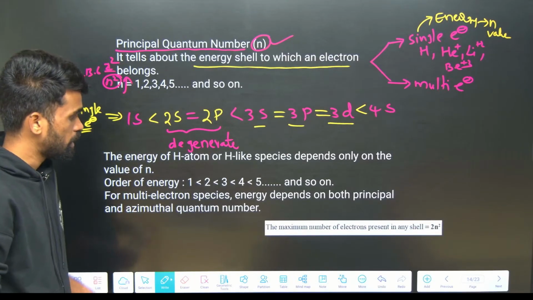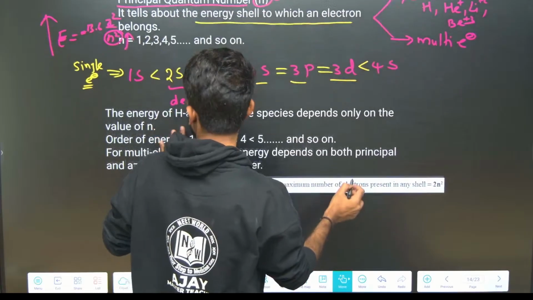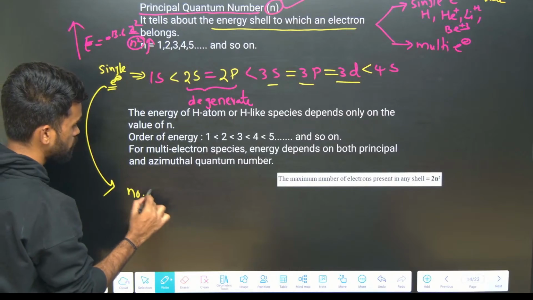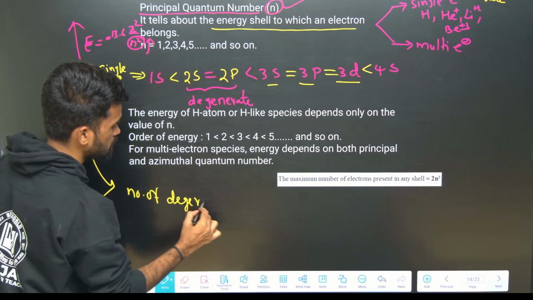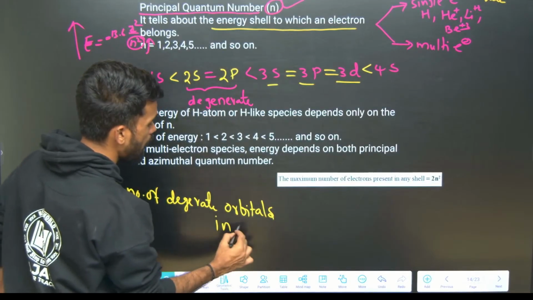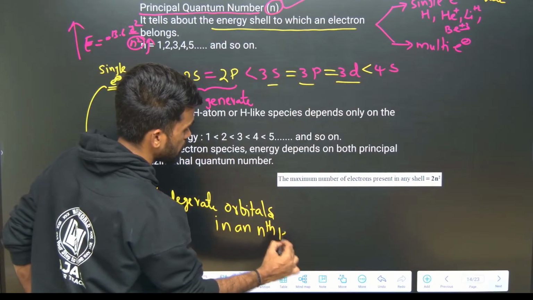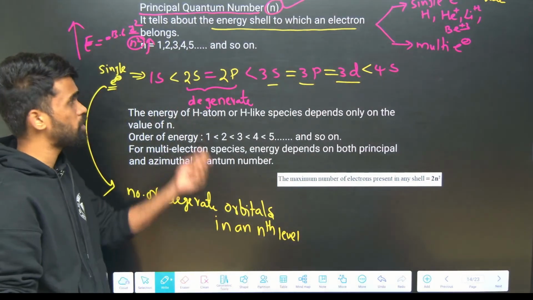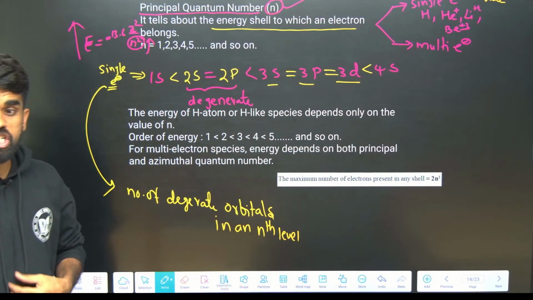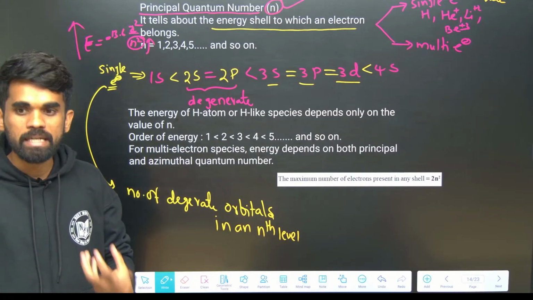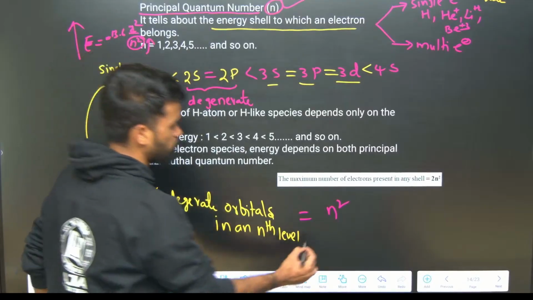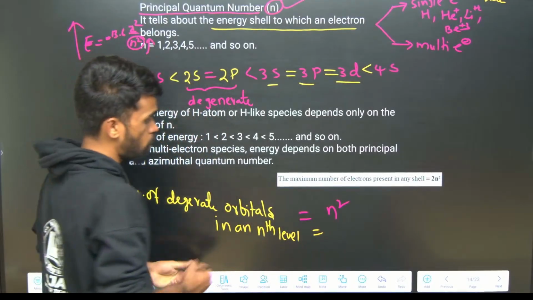Now I will give you one direct formula for a single electron system. Number of degenerate orbitals in an nth level. It means some n value, say 2. How many degenerate orbitals are there in that nth level? I am not saying shells, subshells, I am saying orbitals. See, it is equal to n square. Use this formula. Let us say for the second energy level, how many orbitals are there?